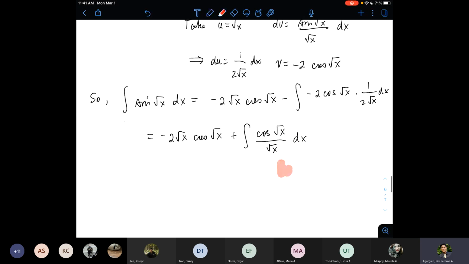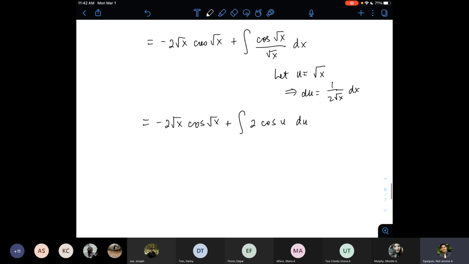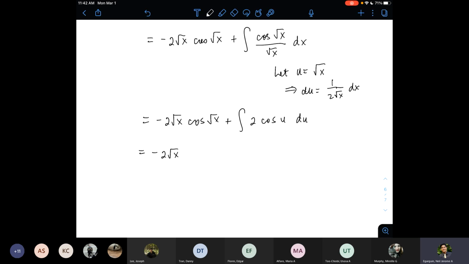So here I can let u be equal to root x, then du will be 1 over 2 root x dx. So this guy will be negative 2 root x cosine root x plus the integral of, well, we'll have 2 cosine u du, which essentially is negative 2 root x cosine root x plus 2 sine u plus arbitrary constant c.